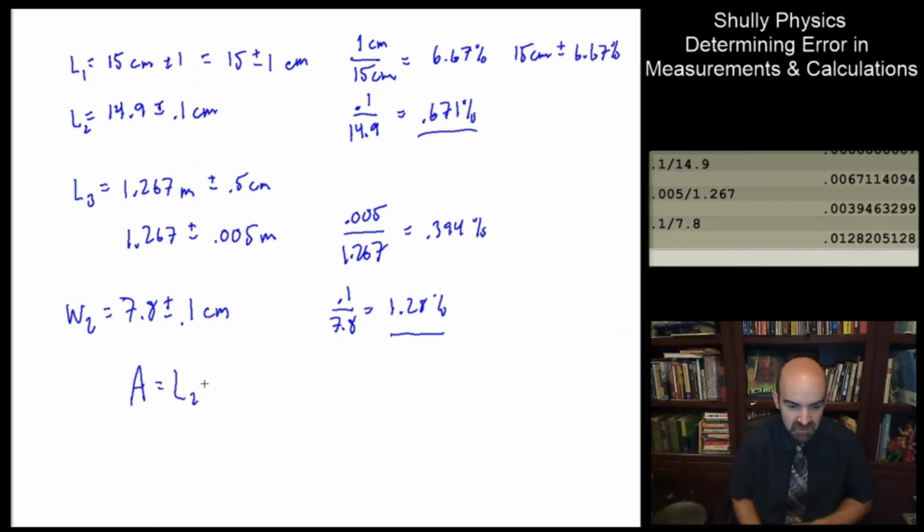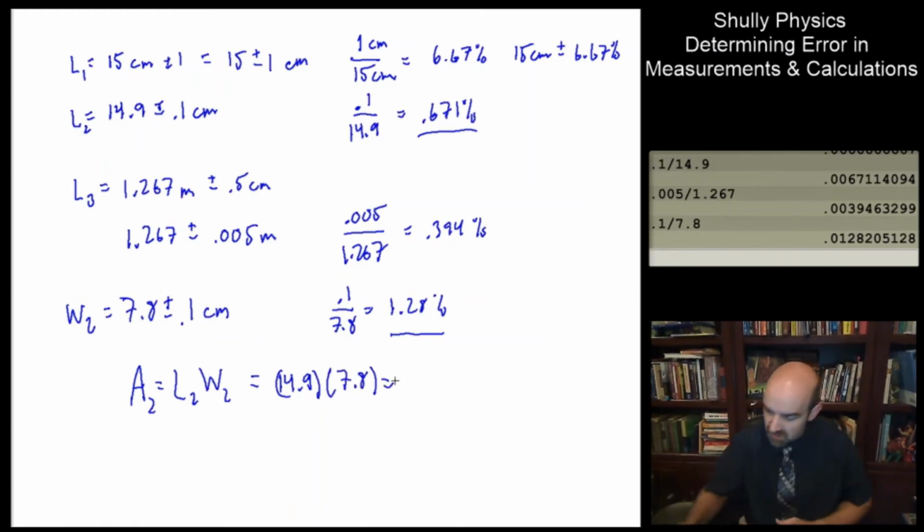So if we were to try to calculate the area, we're going to take length 2 times width 2. I guess we'll call that area 2, just an arbitrary number there. We just multiply the two measurements, 14.9 centimeters times 7.8 centimeters. So 14.9 times 7.8 is 116.22.